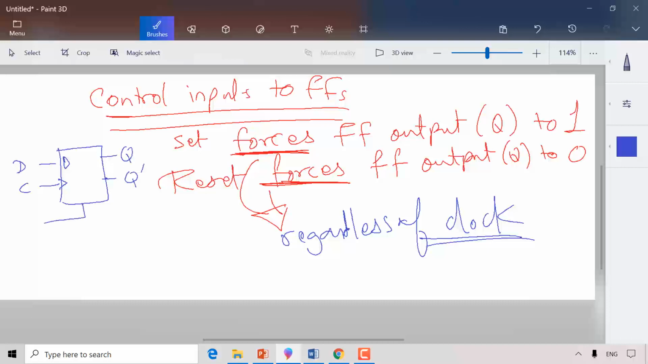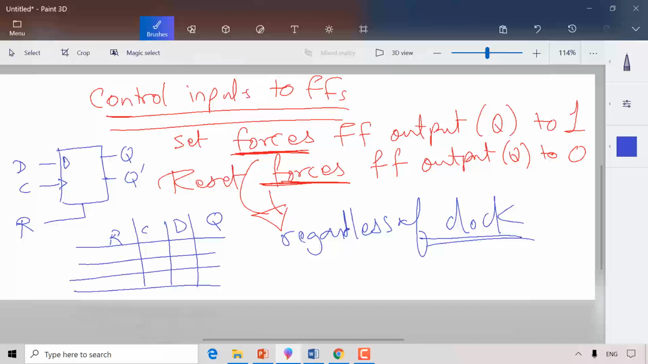And here I have a reset. How is this operation explained? Here's the truth table: this is R, clock, D, and Q. If reset is 0, which is active low in this case, then regardless of my clock and my data, Q will be 0, and Q prime will be set to 1.